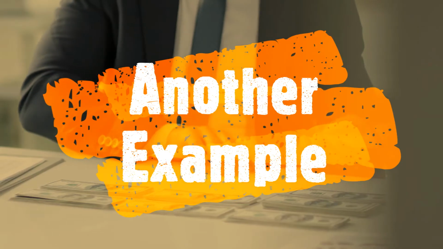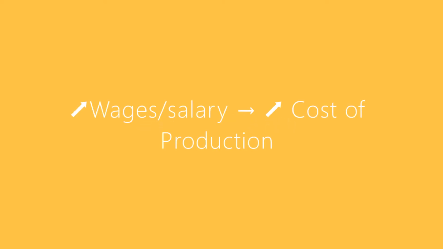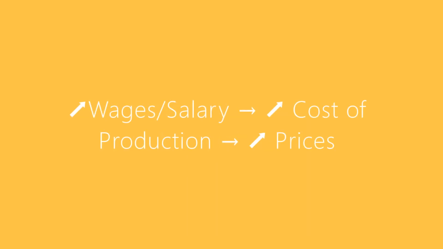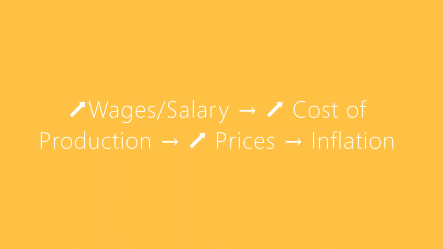Another example is, an increase in wages will result in an increase in the cost of production within different institutions, companies or factories, and so on and so forth, and thus prices of those goods produced will increase. And inflation is made.